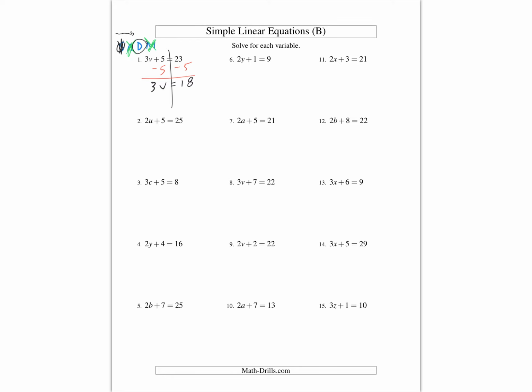Well, clearly, this means 3 times v. So to cancel division, we do the opposite. Or sorry, to cancel multiplication, we do the opposite, which is division. So we're going to divide both sides by 3. And our answer is v equals 18 divided by 3 is 6. And anyone that knows anything about numbers knew that right away. 3 times 6 is 18. 18 plus 5 is 23.